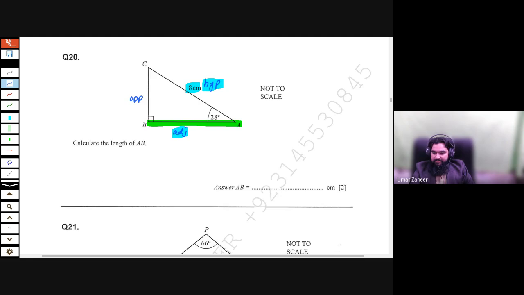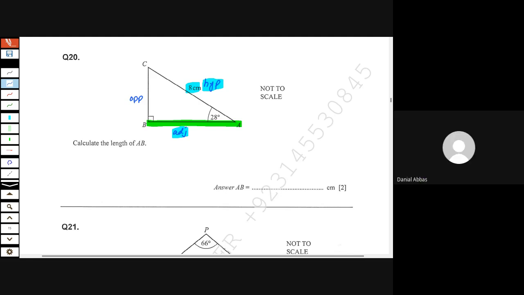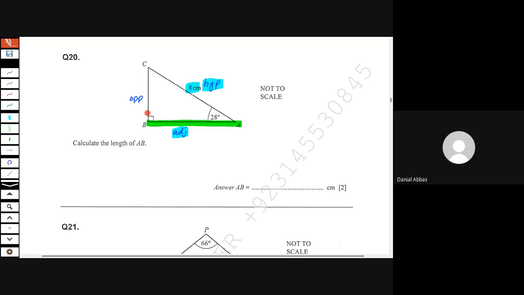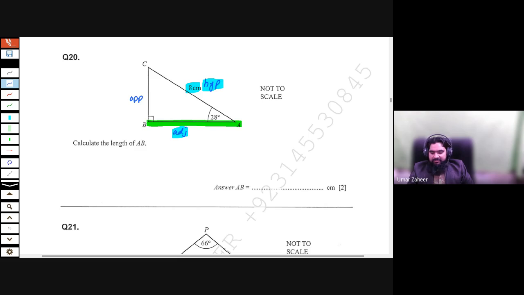Yes, Daniel, which trigonometric ratio do we have to use? Sine theta equals opposite over hypotenuse. Now we have to find adjacent and hypotenuse, so there is no link of opposite here. Then cos theta equals adjacent over hypotenuse, because we have to find the adjacent.